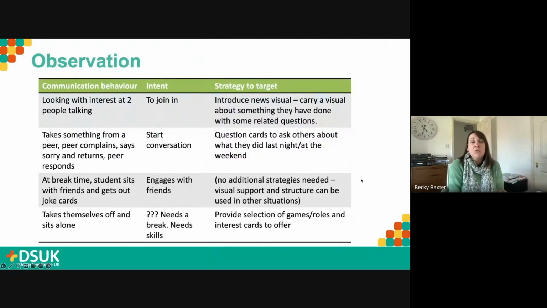These are just some real examples from observations in schools. A child may just be looking with interest at two people talking. So I can quite clearly see they want to be involved in the chat, but they're not able to initiate that for themselves, and the other pair have not offered the opportunity to join. So I then maybe want to think about what I'm going to do: introduce new visuals, carry a visual about something they've done with some related questions. Brilliant. And I've got a way to go into those conversations.